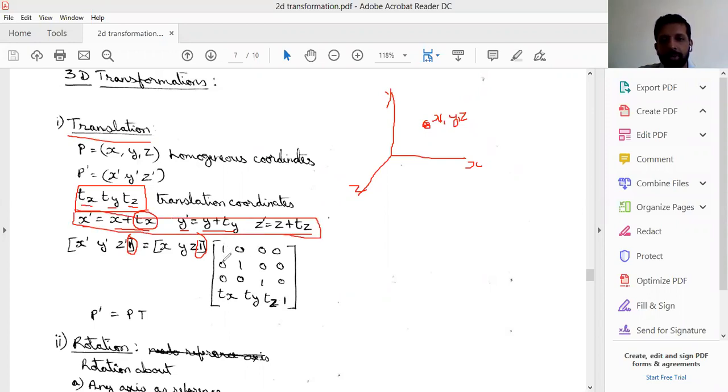So the row is 1, 0, 0, tx. Once you multiply, x times 1, then y is 0, z is 0, plus 1 into tx. That is why this 1 comes into the picture, because we need x plus tx. Similarly for y, giving y plus ty, and for z, z plus tz. That is why, instead of a 3 by 3 matrix, it will be a 4 by 4 matrix.